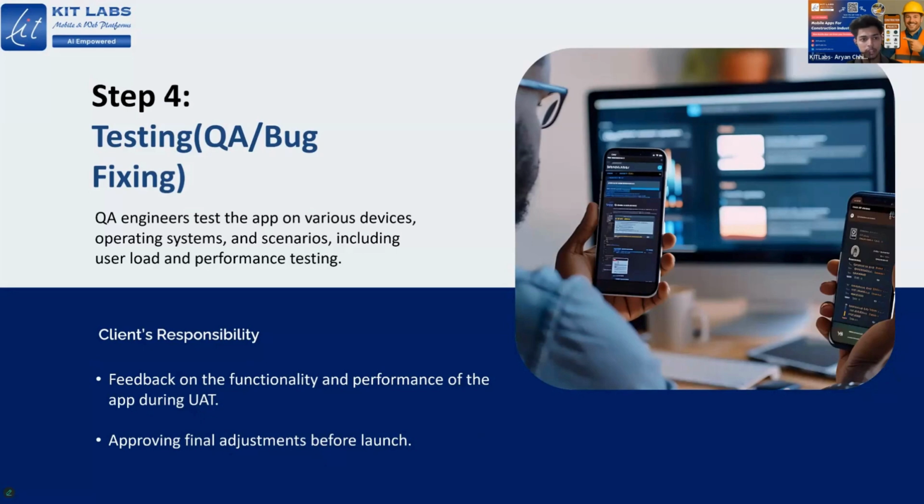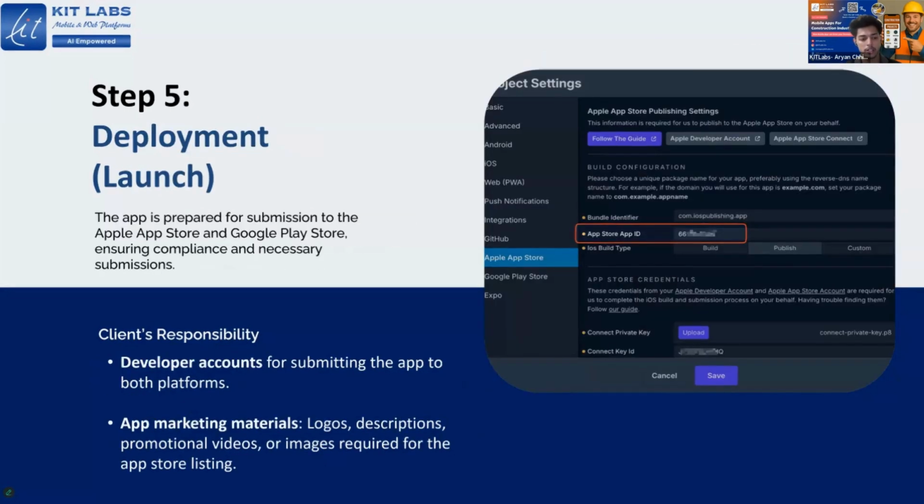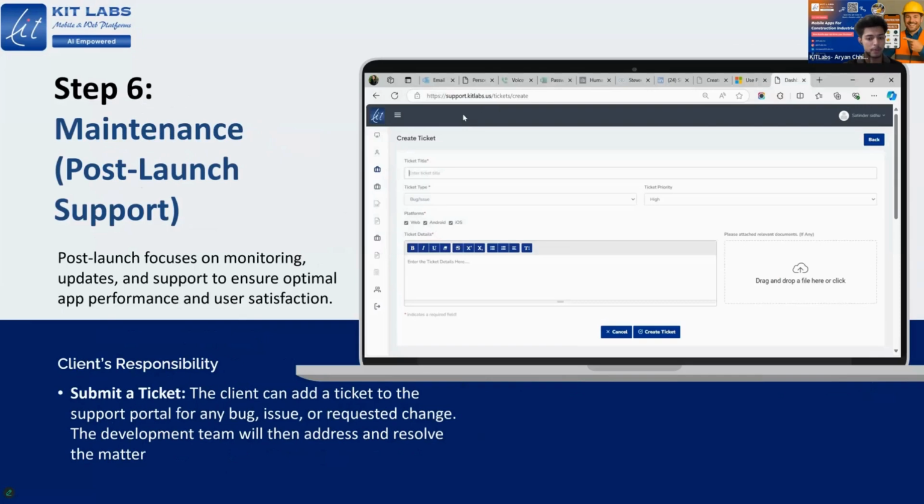As we are working on agile methodologies, we move on to testing at every part. After testing, we move to the next part, that's the launch or deployment. Once the app is tested and refined, it's time for deployment. We submit the app to app stores like Google Play and Apple App Store. Make sure it meets all the guidelines.